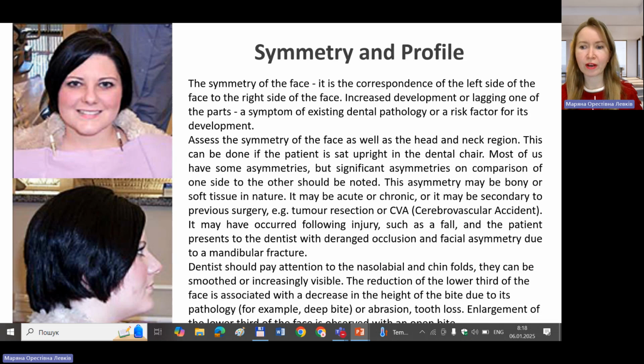Dentists should pay attention to the nasolabial and chin folds. They can be smoothed or increasingly visible. The reduction of the lower third of the face is associated with a decrease in the height of the bite due to its pathology, for example, deep bite or abrasion or tooth loss. Enlargement of the lower third of the face is connected with an open bite.